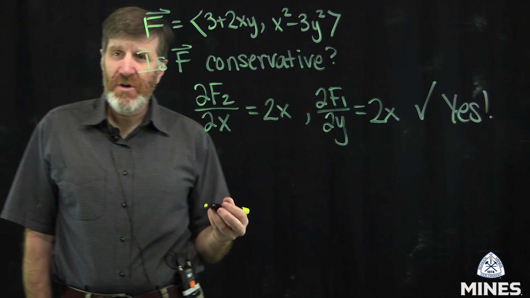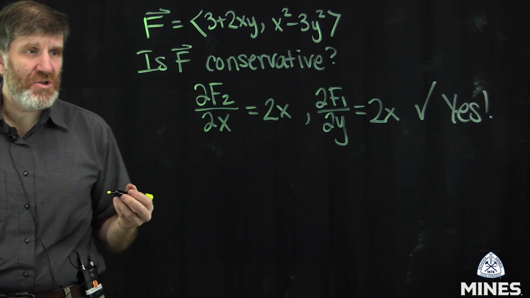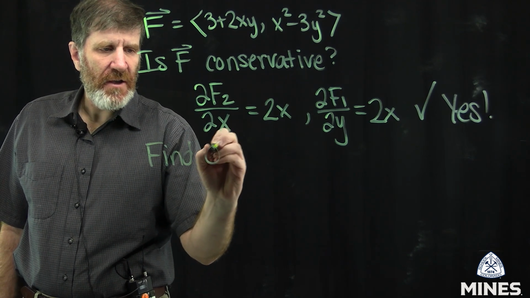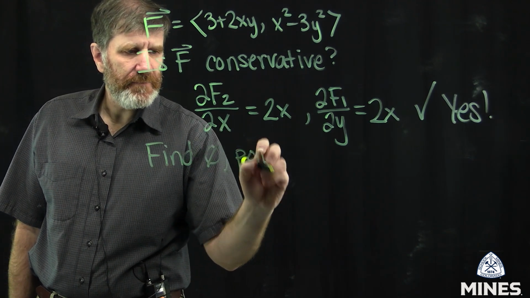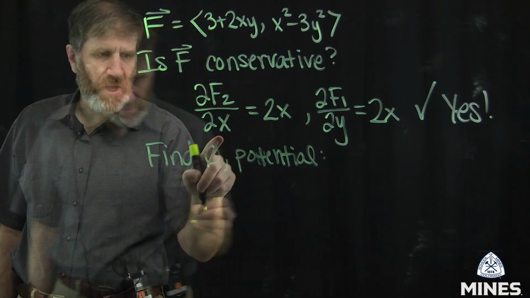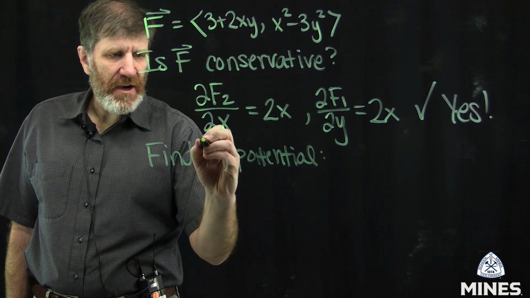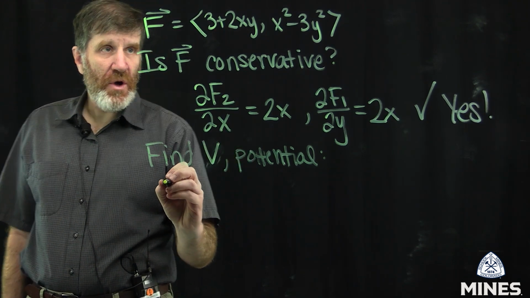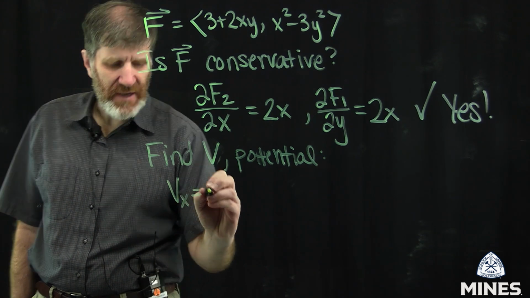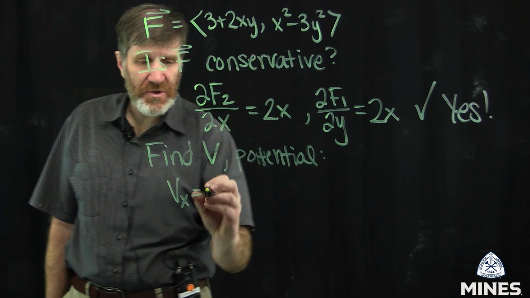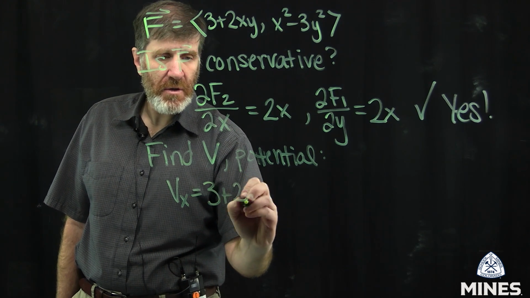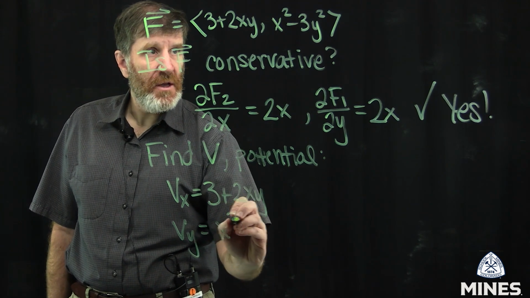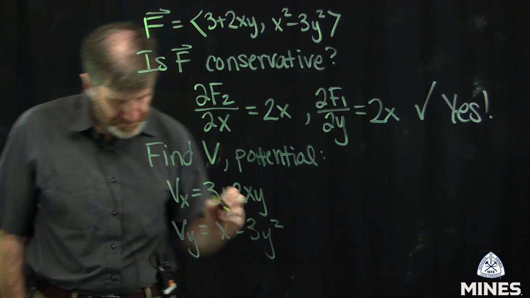So since it's conservative, we're going to be interested in the potential function for it. So the next part or follow-up to this question would be find phi, the potential function. So how do we find the potential function? Actually, let's use v. V is how physicists will do it, so let's use v for the potential function. We know that v sub x is our first component here, 3 plus 2xy. And we know that v sub y is the other component, x squared minus 3y squared.